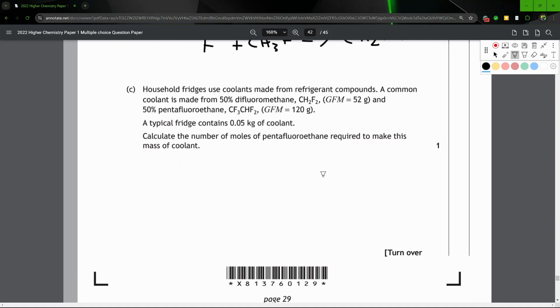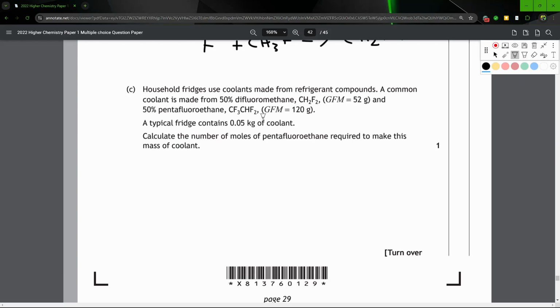Household fridges use coolants made from refrigerant compounds. A common coolant is made from 50% difluoromethane and 50% pentafluoroethane. A typical fridge contains 0.05 kilograms of coolant. Calculate the number of moles of pentafluoroethane required to make this mass of coolant.